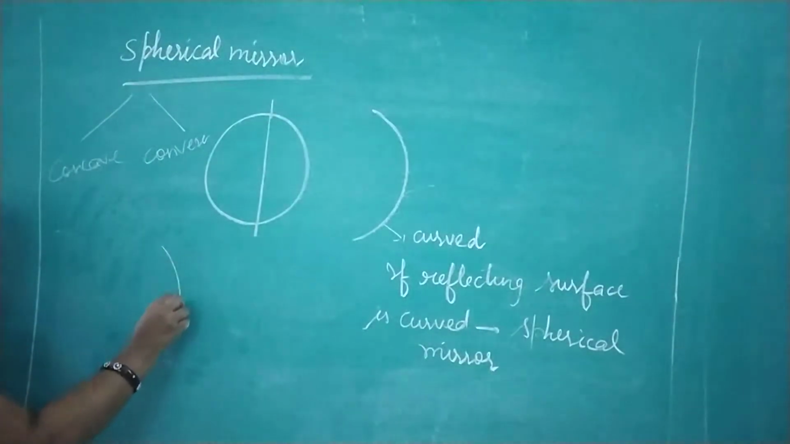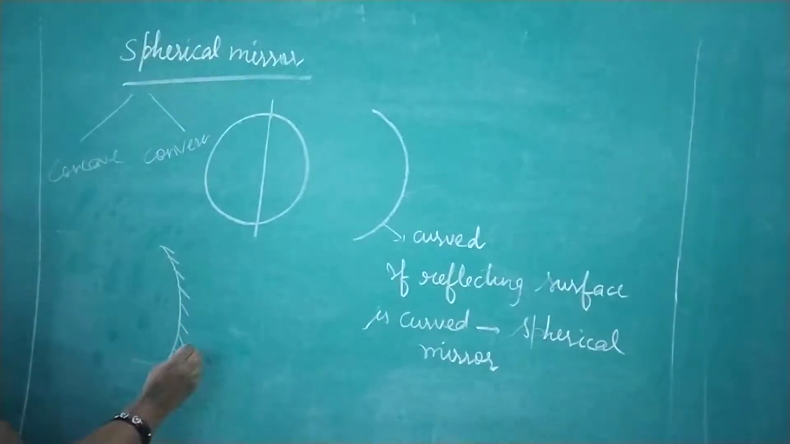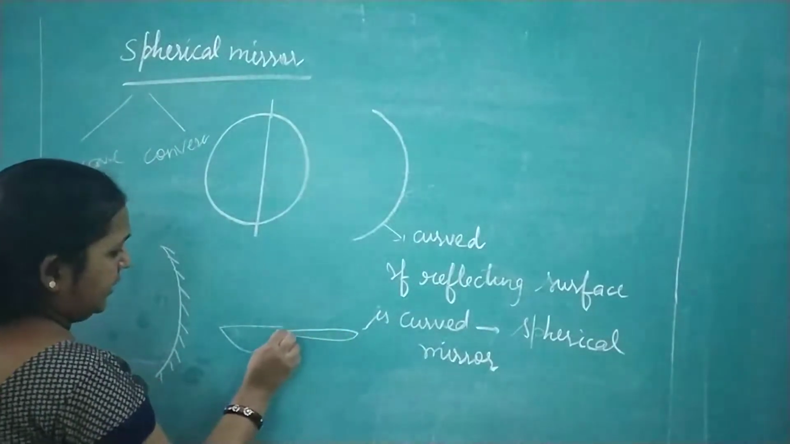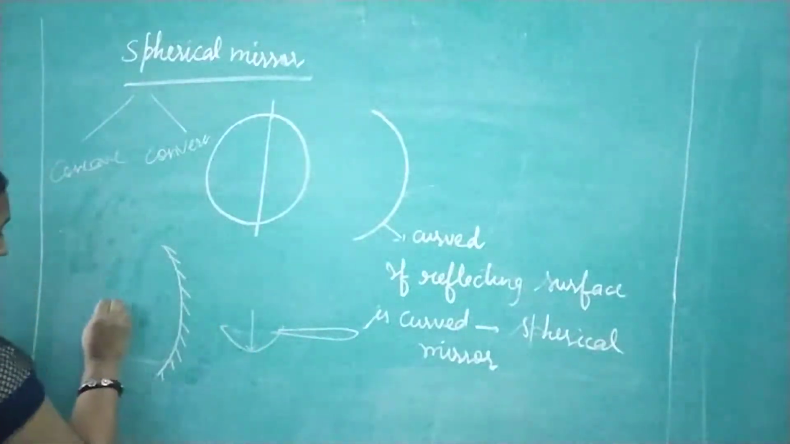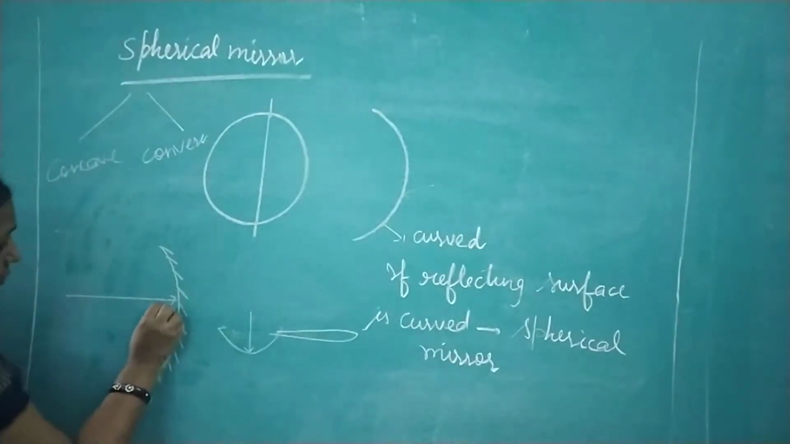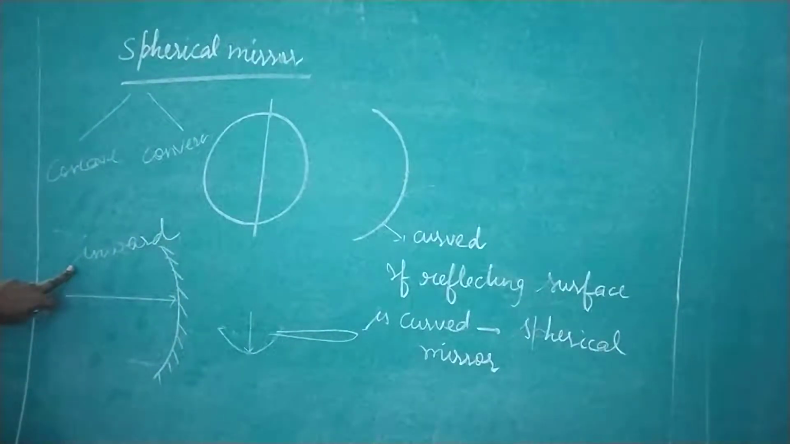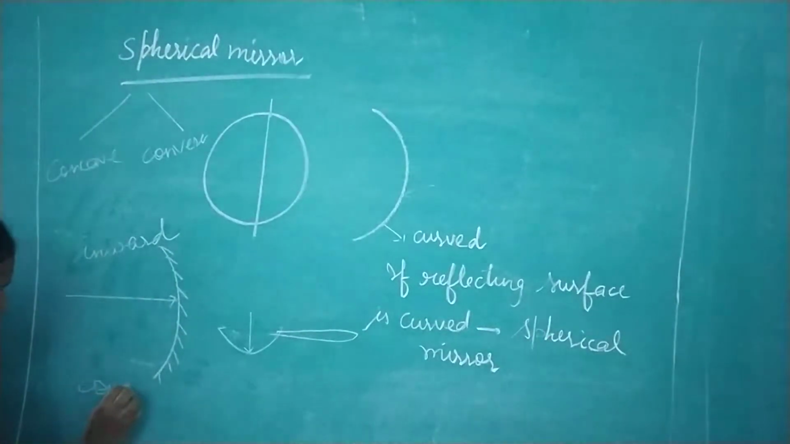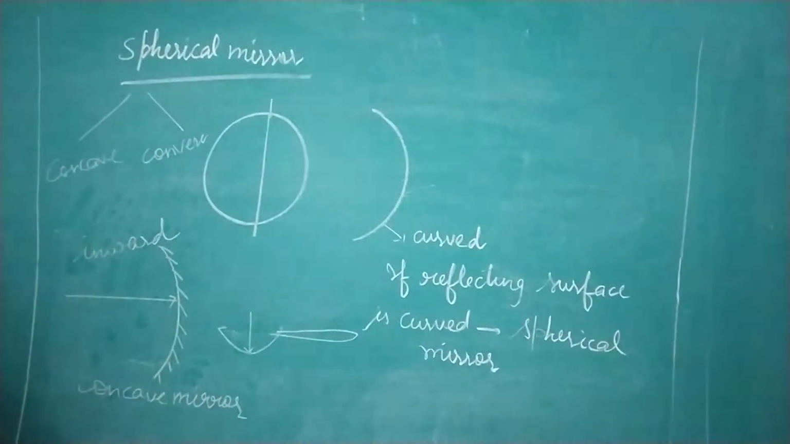For example, all of you have seen a spoon. The spoon is just like this. This is your spoon, and this is the handle. The inside, the inward part, is where the light will strike and reflect, and this type of mirror is known as a concave mirror.